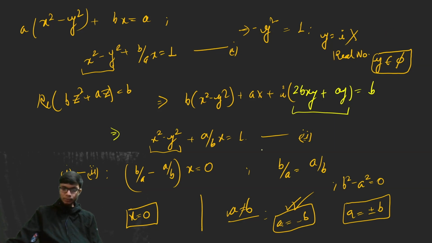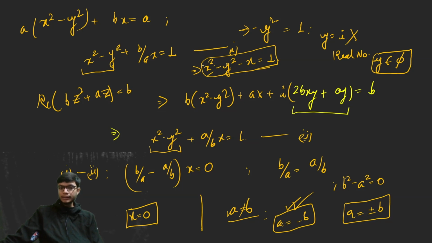Now if I put a equal to minus b, the resulting first equation, you can see, is basically x² − y² − x = 1. Now if you look at this particular equation, it has infinitely many solutions. For x and y belonging to real numbers, there can be infinitely many possible solutions because we are not bounded by the range of x and y.